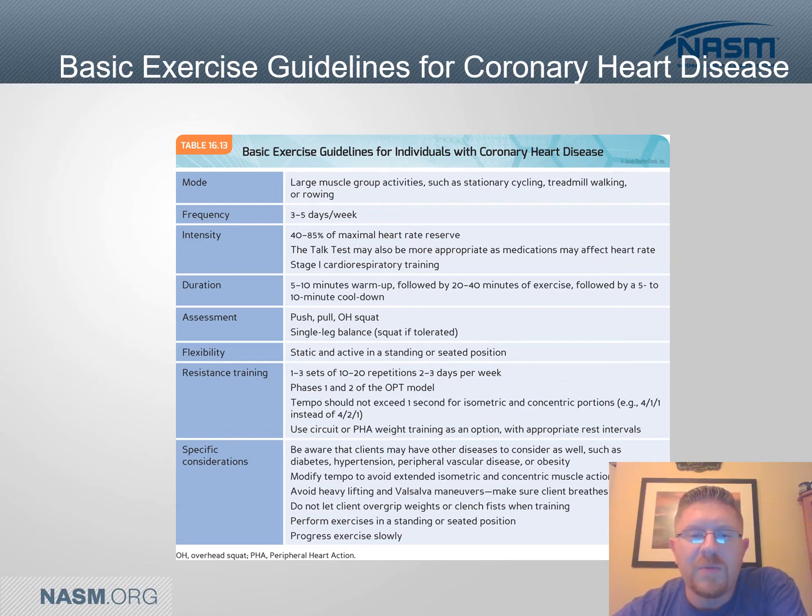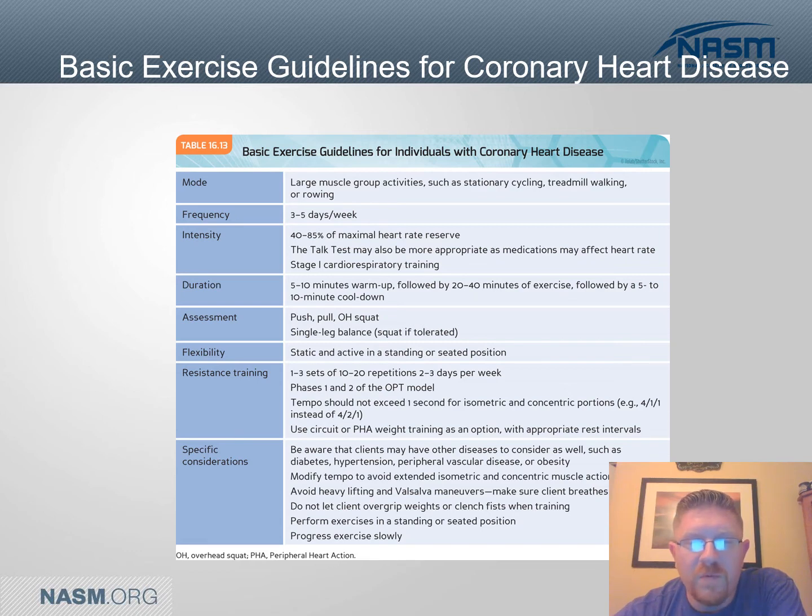5 to 10 minutes warm up, cool down. Short exercise session, 20 to 40 minutes, followed by a 5 to 10 minute cool down. Again, very similar to what you do with normal adults. But there are special considerations, which in this case, look to see if they have any other diseases, because typically if you've got one, you might have others. There's usually a high comorbidity rate. That's the word, where it happens along with other particular chronic diseases.